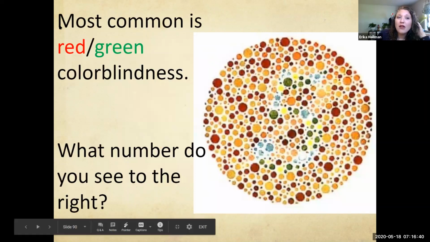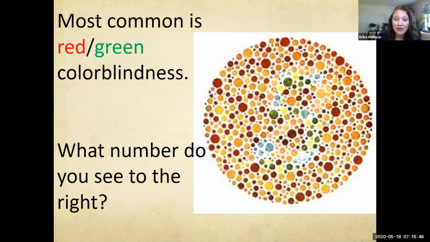So this is a common eye test for color blindness. The most common other color blindness is red-green color blindness. So if you look at this image to the right, you should be able to see a number. And if you don't see a number, don't freak out. It could be that the screen coloration on your Chromebook is not working. But if you go to a doctor and they give you this official test and you can't see the number 5, you might have red-green color blindness.